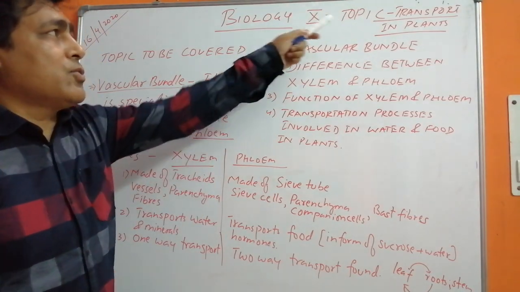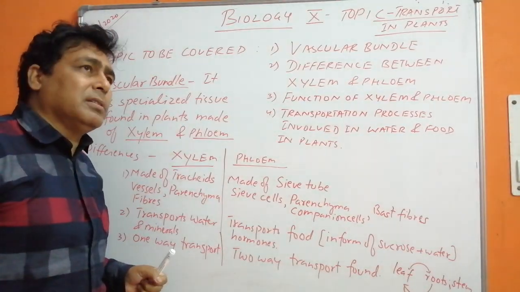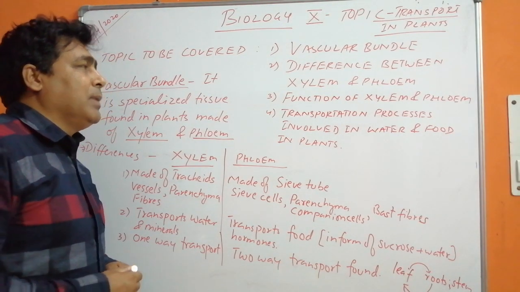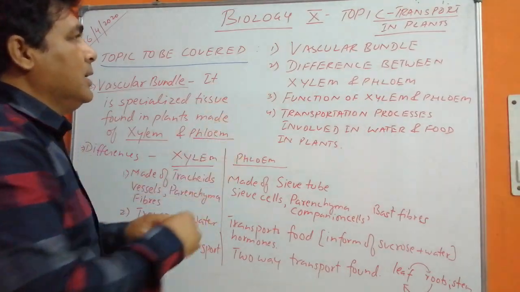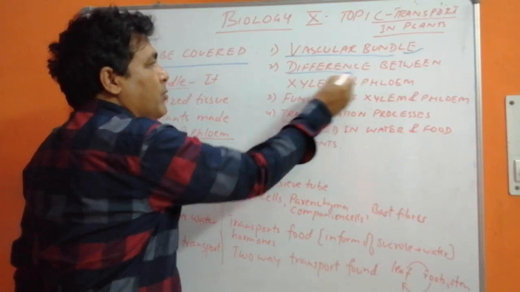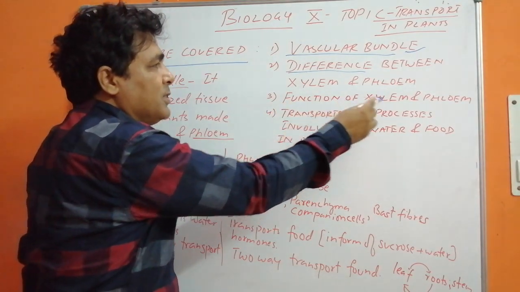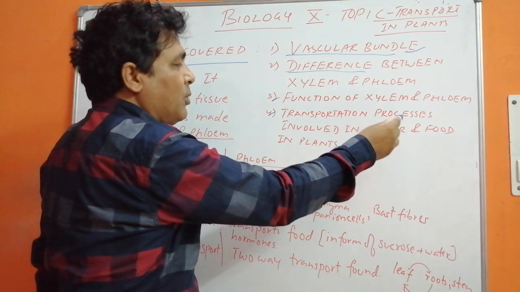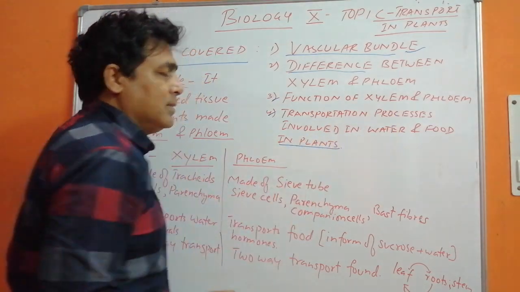Today's topic is transport in plants. Whenever, children, we are talking about transportation in plants, the transport takes place by vascular bundle. Today the topics that we are going to cover are vascular bundle, then difference between the xylem and phloem. Third is the function of xylem and phloem. And fourth is the transportation process involved in water and food in plants.